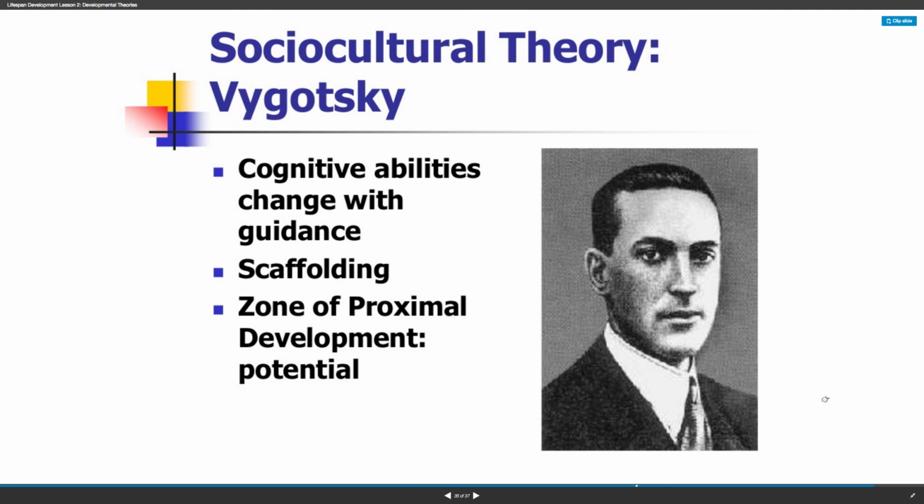The key is to work with the child within their zone of proximal development. And the zone of proximal development is kind of where the child can get to. It's like where they're comfortable, and then we can help them get to the next level.